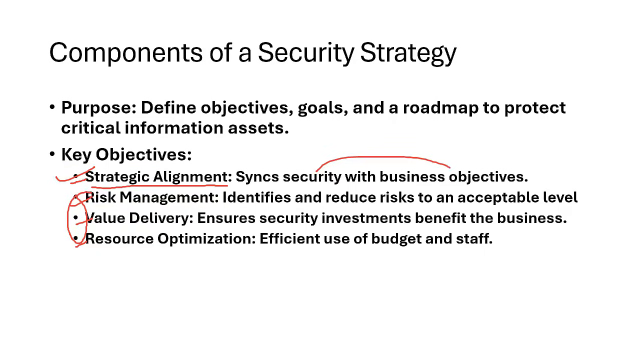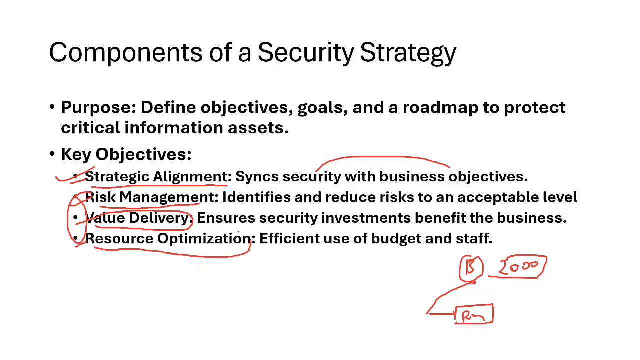And for that, we have to do risk management. See, on one side, your business is saying that with $2,000, you have to protect everything. A good strategy is the one which aligns with this requirement. But for that, the first thing we have to do is risk management. Risk management is very important because with limited cost, you have to implement the security. And by doing risk management, I'm creating value delivery. I'm ensuring the security investments benefit the business, right? And last, we are able to do that with the help of optimization of resources.